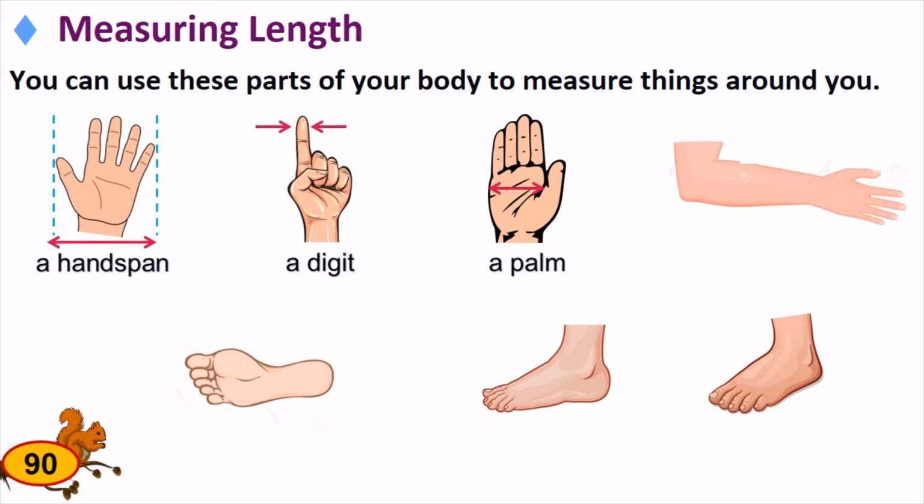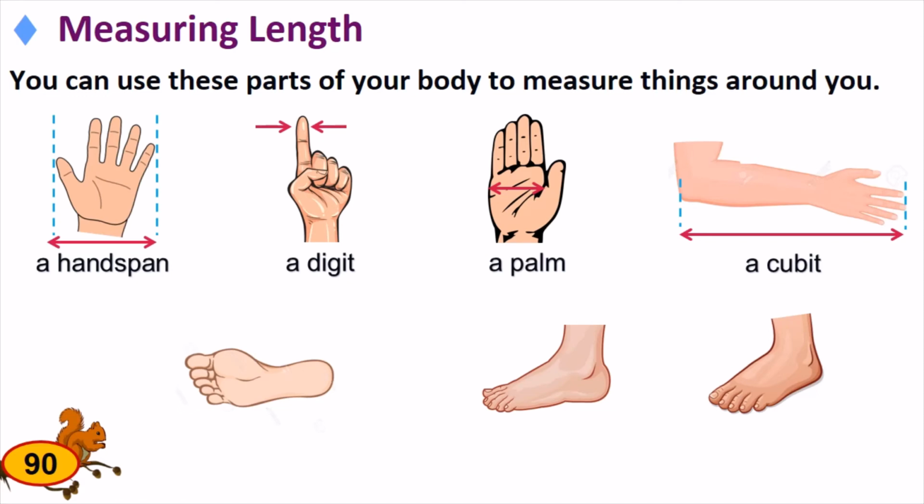Next, you can see a hand from elbow to the fingers. This is called a cubit. The measurement from the elbow to the fingers is called a cubit. Cubit is the length from the elbow to the end of the fingers. We can use this also to measure things around us.